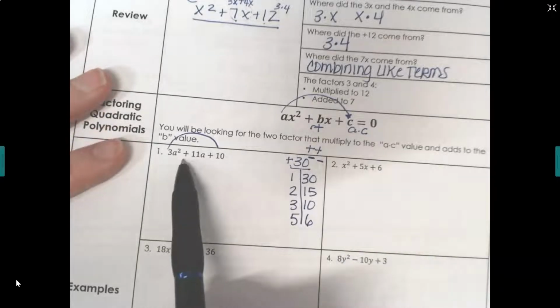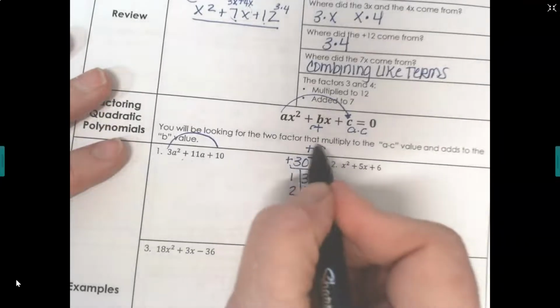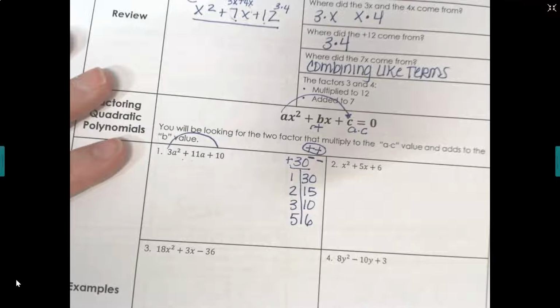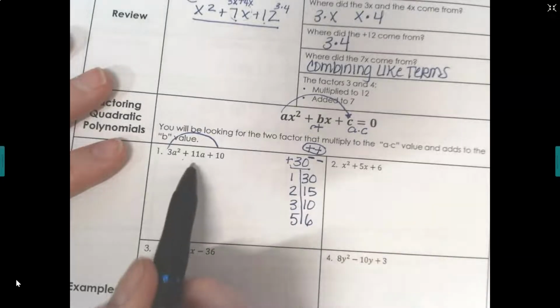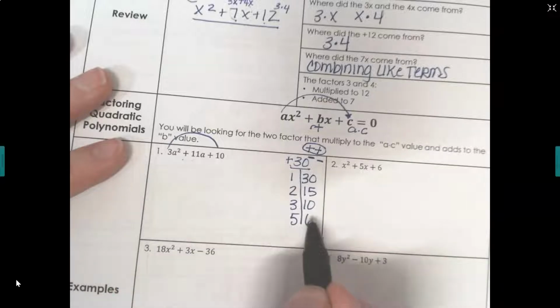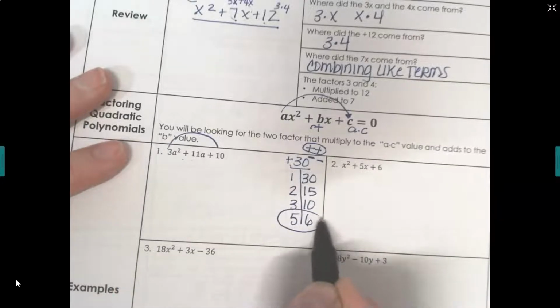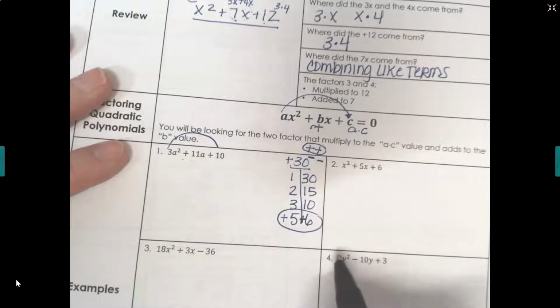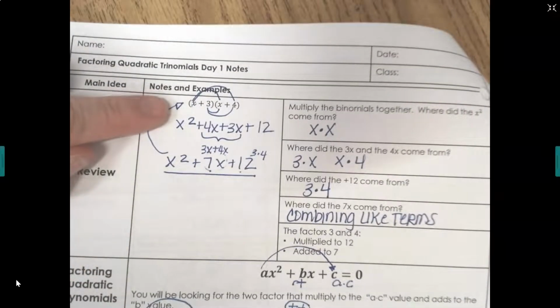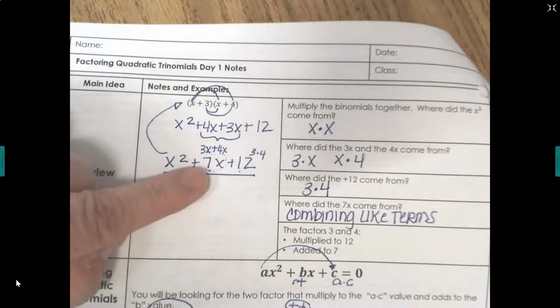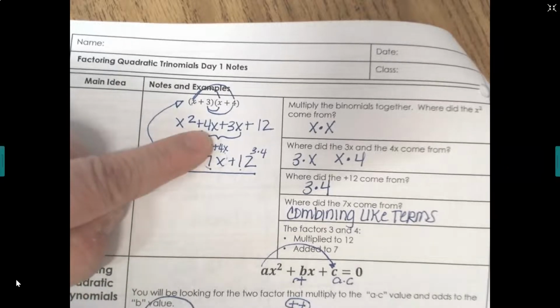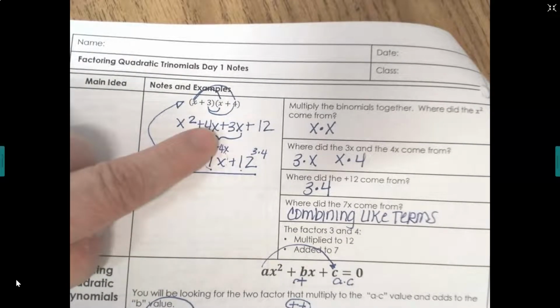So I have to get to a positive 11. That means both of my terms have to be positive numbers. Which of these pairs will add to 11? They multiply to positive 30, but I need them to add to positive 11 in the middle. And that would be 5 and 6. Both of these will be positive. What we're going to do is kind of like what we did up here. We have 11a, just like we had 7x. We're going to split it into these two.